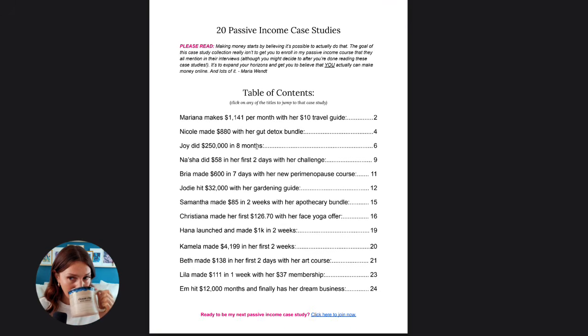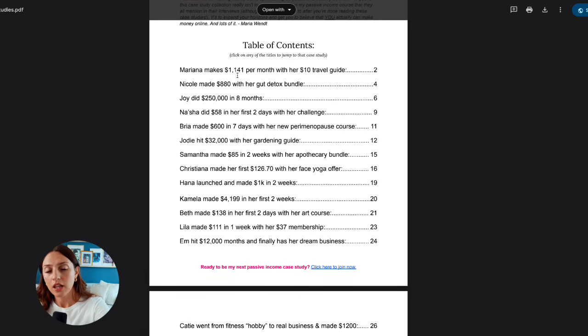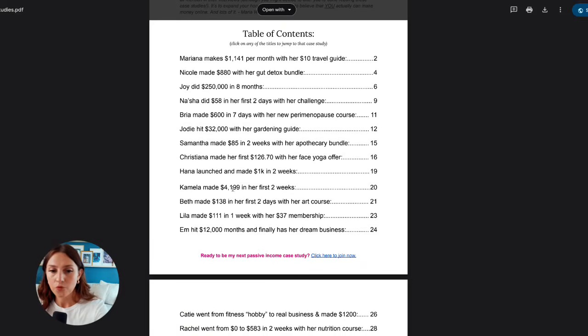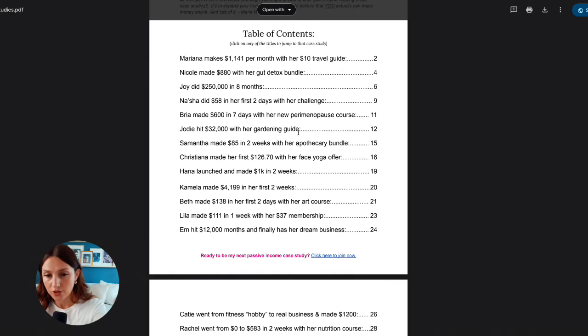And so what I did here, I just want to show you a couple of my students and kind of what their realistic results are. Things like $1,100 with a $10 travel guide. That's realistic. $4,000 in the first 2 weeks. That's like a mid-level one, right? Something like Jody hitting $32,000 with her gardening guide.